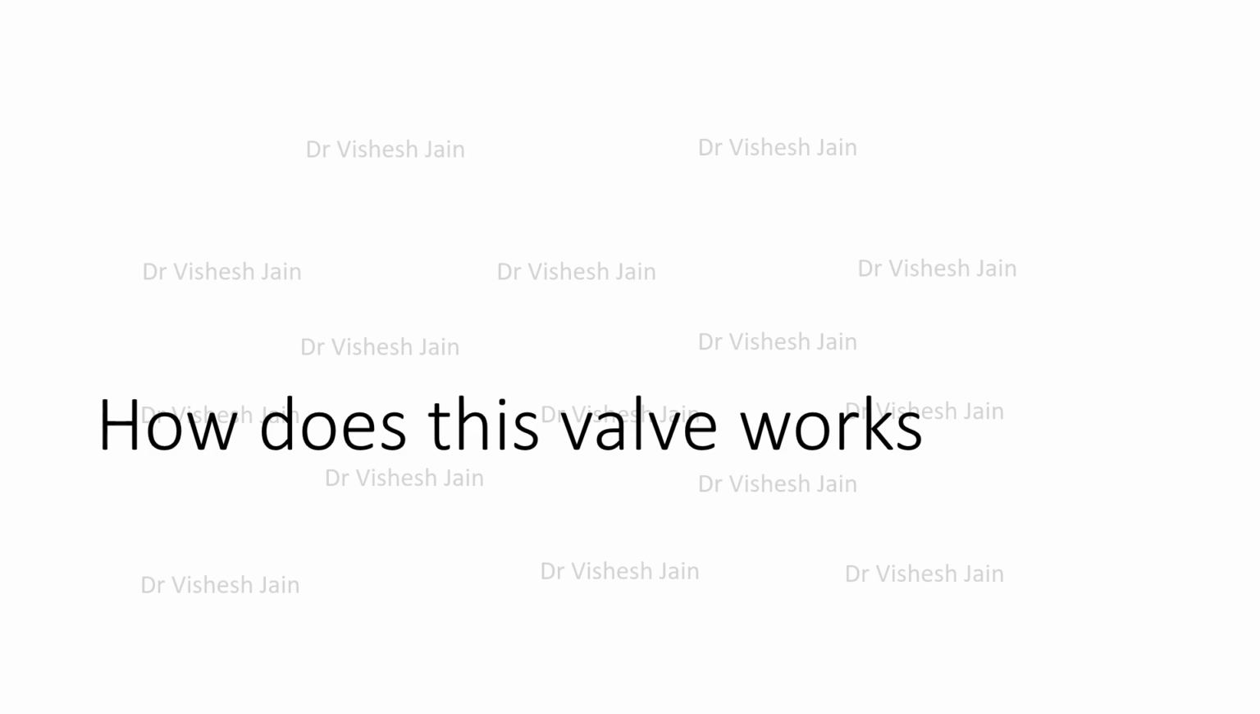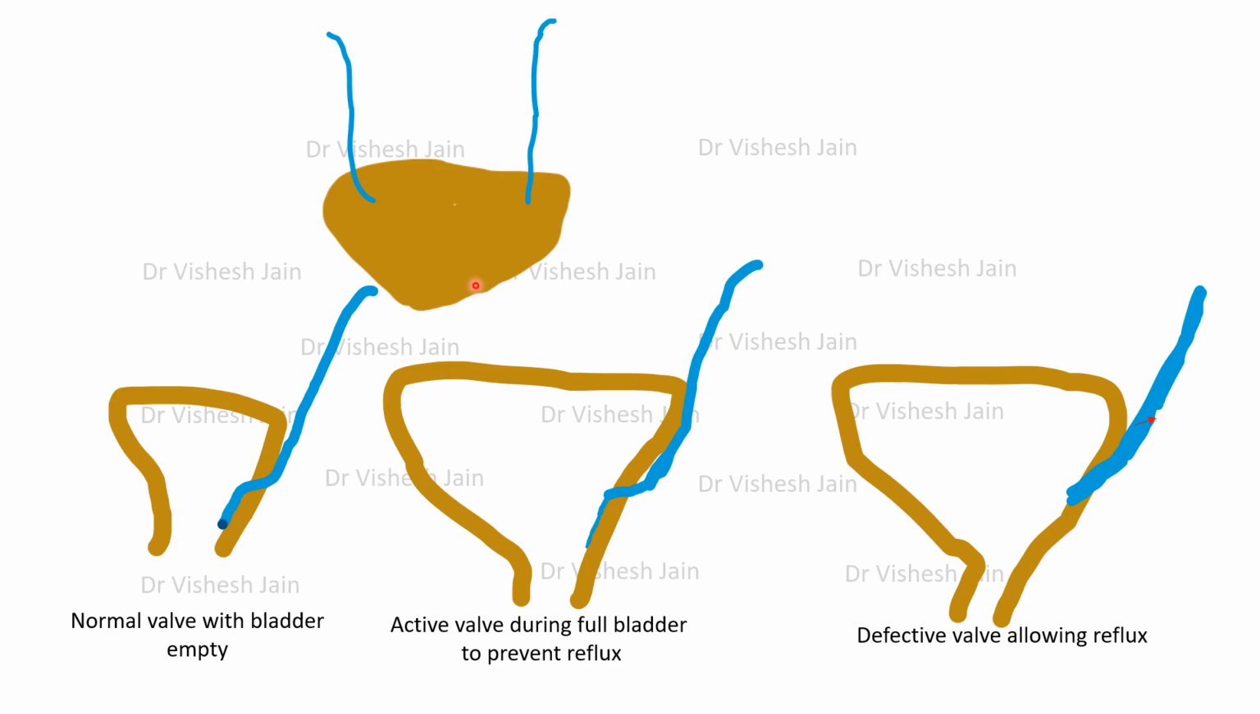So before we go further, let us understand how this valve works. This is the bladder and these are the two urinary tubes, and we know that as soon as the urine enters the bladder, it distends to accommodate the urine, and this is how we are able to store a few hundred ml of urine in our bladder. This is the normal anatomy. The ureter enters into the bladder in an oblique course and runs parallel for some time within the bladder wall and then opens into the bladder.